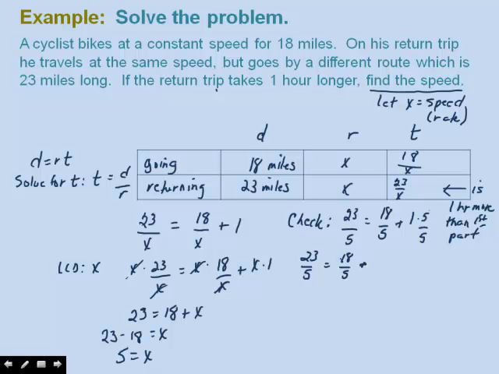So that gives us 18 fifths plus 5 fifths. We could add those together, and that would equal 23 fifths. So that checks. And since the x was our speed, which is what the problem was asking for, we can answer the problem by saying the speed was 5. And we do want to put the units in here, and notice that our units for the distance is miles, and the time units were hours, so this would be miles per hour.